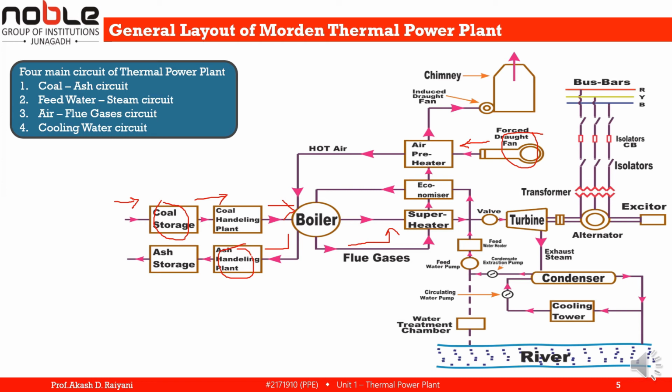Next one is the feed water and steam circuit. It consists of condensate extraction pump, condenser, feed water heater, deaerator, feed pump, economizer, boiler, superheater, steam turbine and generator. The condensed steam is known as condensate. It is extracted from the condenser by the condensate extraction pump. This pump will extract condensate from the condenser.